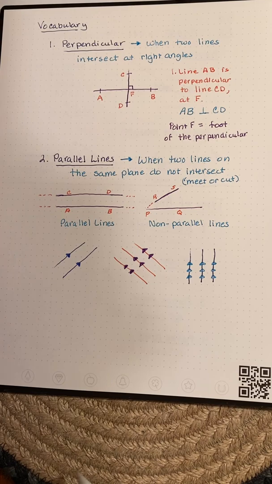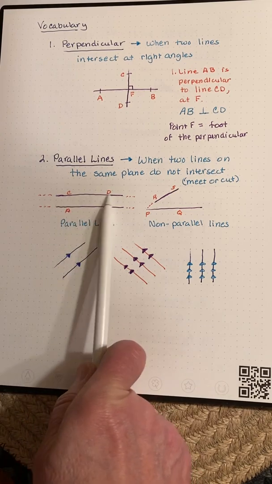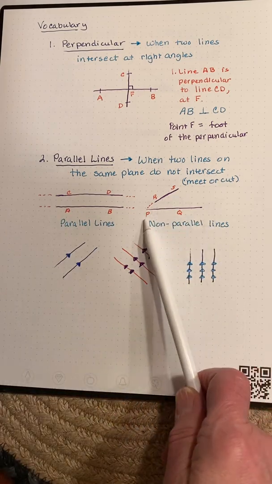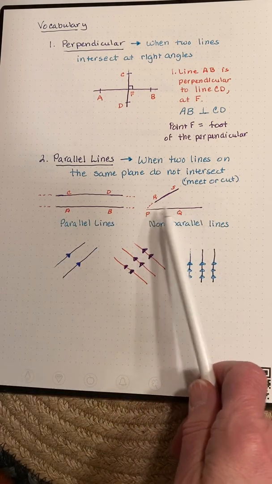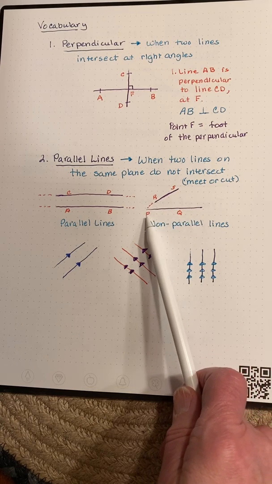Parallel lines are when two lines on the same plane do not intersect. Intersect means meet or cut into each other. So AB is parallel to CD because they would just continue on and never ever meet, whereas PQ and RS are non-parallel lines because eventually they would meet at point P.